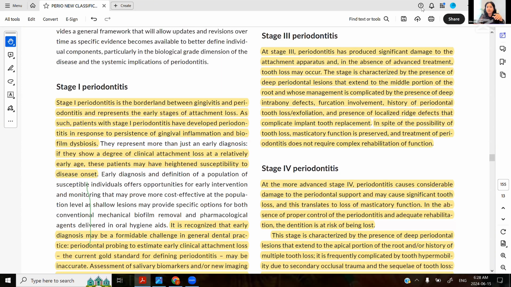All those things. So the stage is characterized by the presence of deep periodontal lesions. The attachment loss is greater than the stage 2, and the pocket depths are also deeper. And there is vertical bone loss, deep intrabony defects, which are your vertical bone loss, right? Furcation involvement is established. And there is history of periodontal tooth loss due to periodontitis, not other causes. And presence of localized ridge defects that can complicate implant tooth replacement.